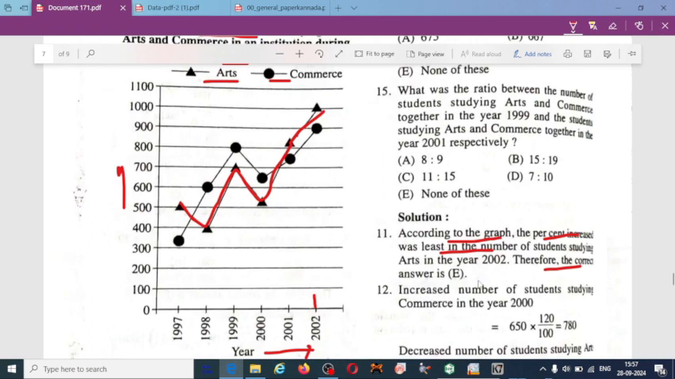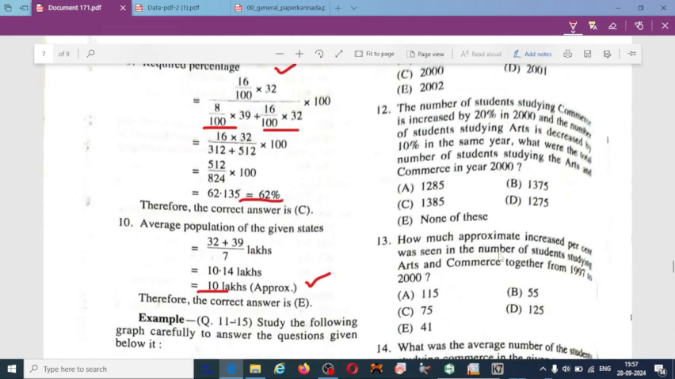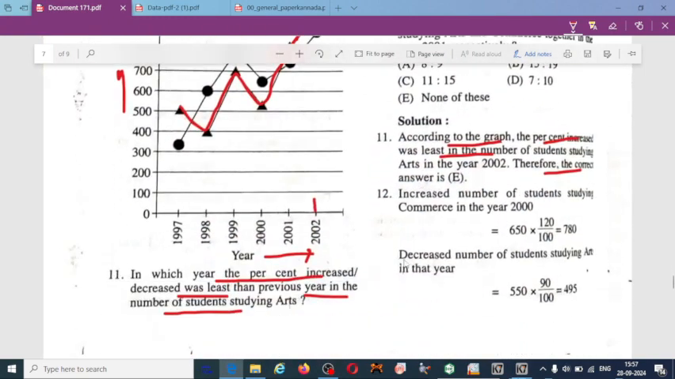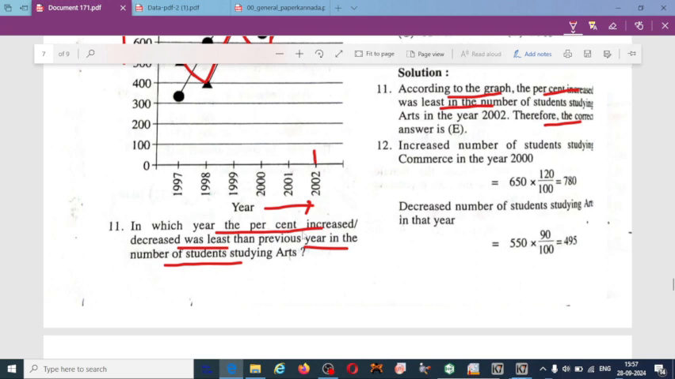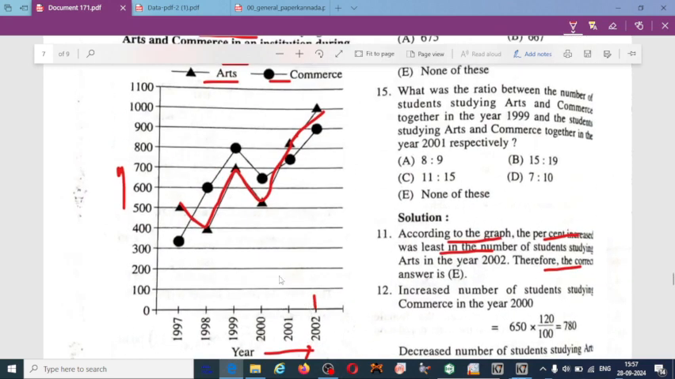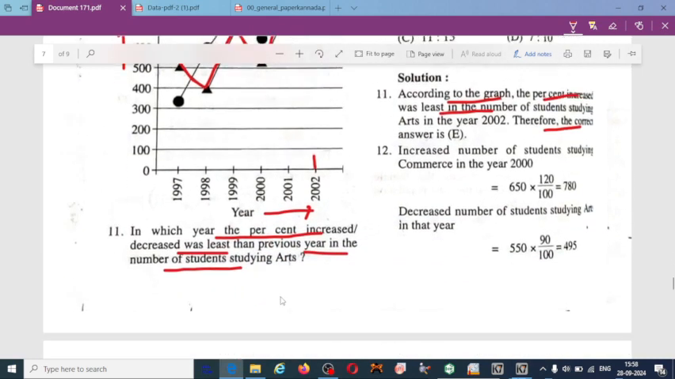Therefore the correct answer is E. In 2002, the percentage increase or decrease was least than the previous year in the number of students studying arts. So here this is the minimum, from 800 to 1000 approximately. 200 students has increased. So that means comparing to other years it is minimum.